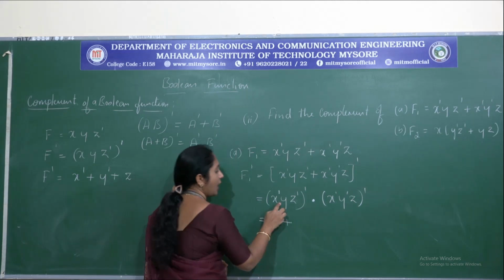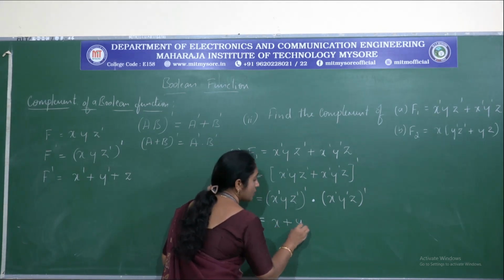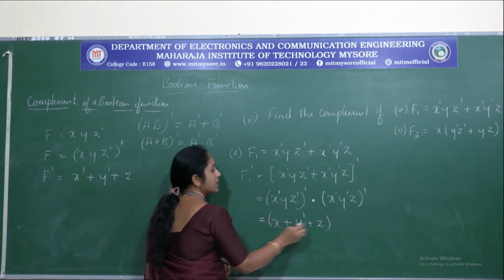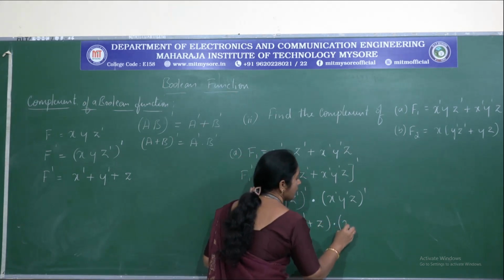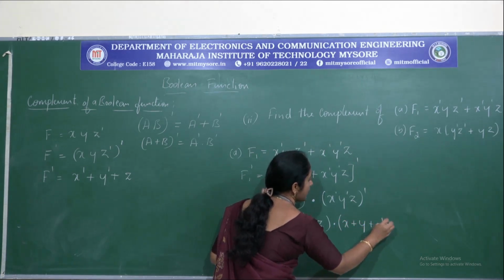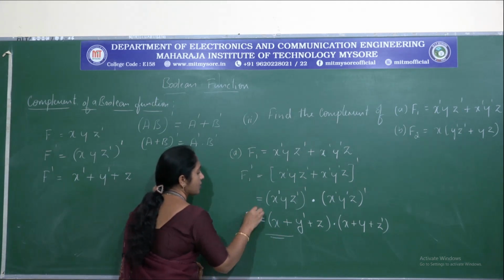So since we have the AND operation, that will be changed to OR operation. Next we have y dash, next z. This is the first term, and the second term is x plus y plus z dash. So this is the complement of the function.